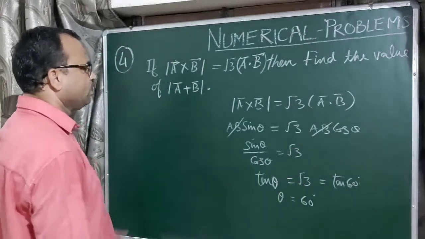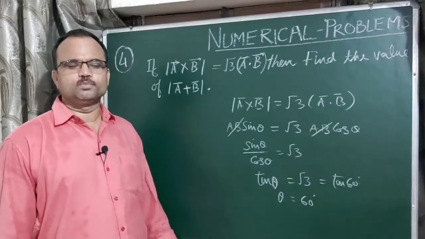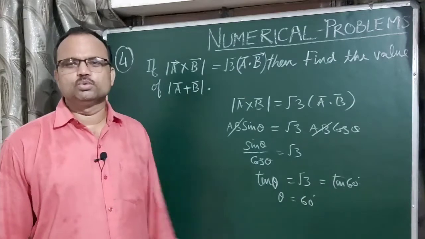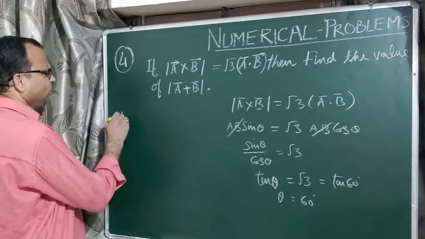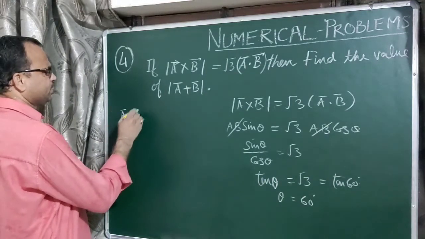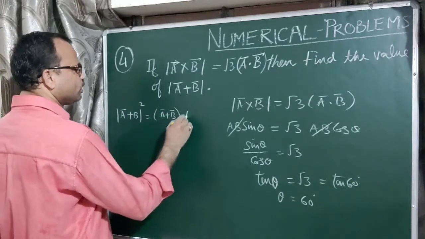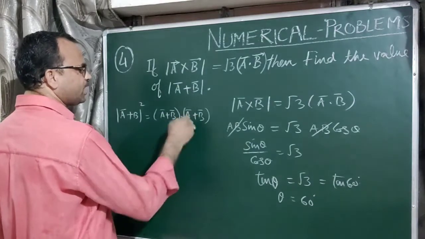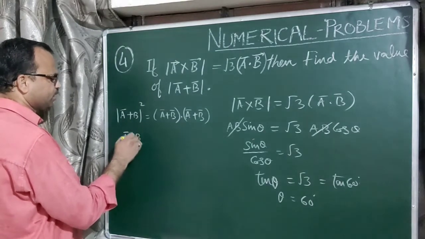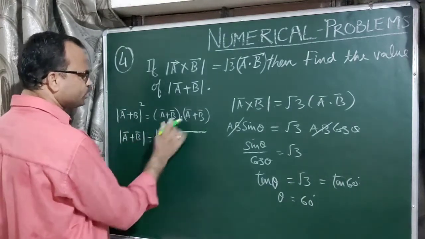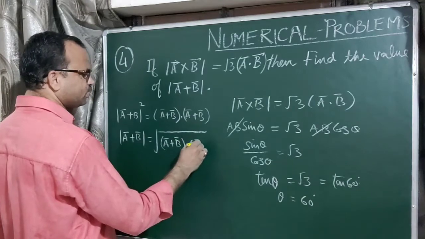After that, we know that the dot product of a vector with itself is equal to the square of its magnitude. So we can write mod of A vector plus B vector, squared, is equal to A vector plus B vector dot A vector plus B vector. Taking the root from both sides, mod A vector plus B vector is equal to the root of A vector plus B vector dot A vector plus B vector.